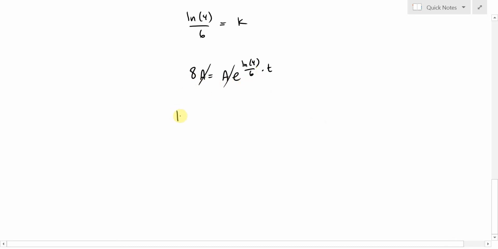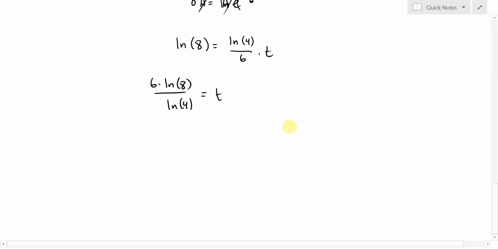We can take the ln of both sides again. I'll just skip right ahead and do ln of 8 equals, and again, don't screw up with this. The ln cancels with the e, but that's it. The entire exponent as is comes down. Ln of 4 over 6 times t. And if we solve, this is 6 times ln of 8 divided by ln of 4 is equal to t. Please do not just cancel the ln's.